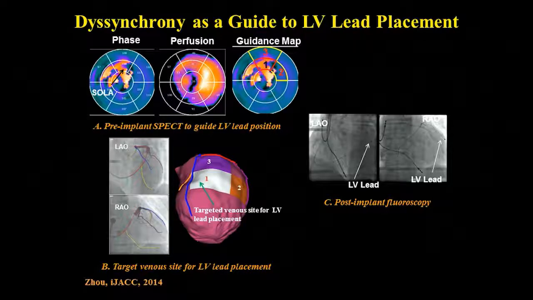Because if the site of latest activation is in a scar, implanting the LV lead in scar is not going to help, because there's going to be no electrical activation. So you need to find another optimal site to implant a lead.